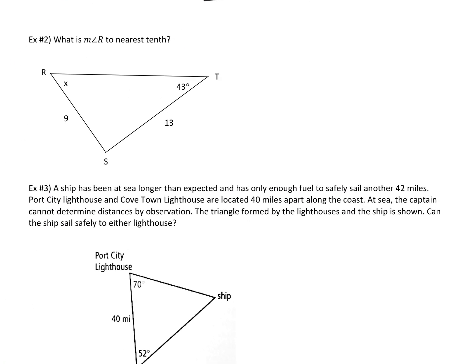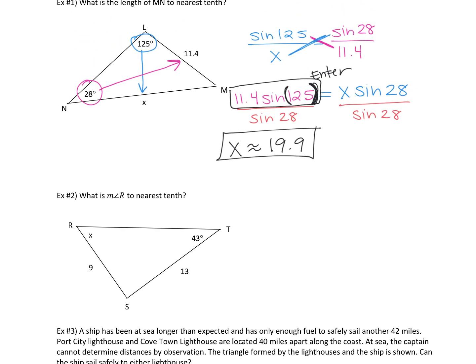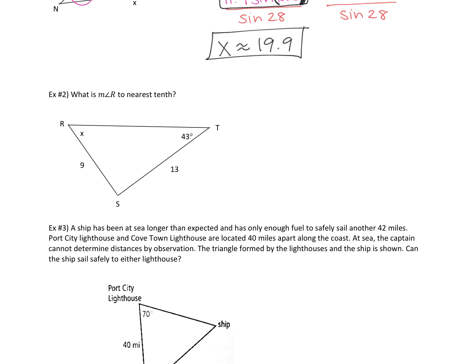Example 2 is similar. Does anyone see the difference in these? What's the difference from example 1 to example 2? You're finding an angle measure. What do you always use when you find an angle measure? The inverse, okay? So you will use the inverse of sine at times, and sometimes you'll use just sine, but make sure you know which is which, all right? So if you're solving for an angle, maybe you just want to make a little note in your notes here, right? If you solve for an angle, you're going to use the inverse, okay?